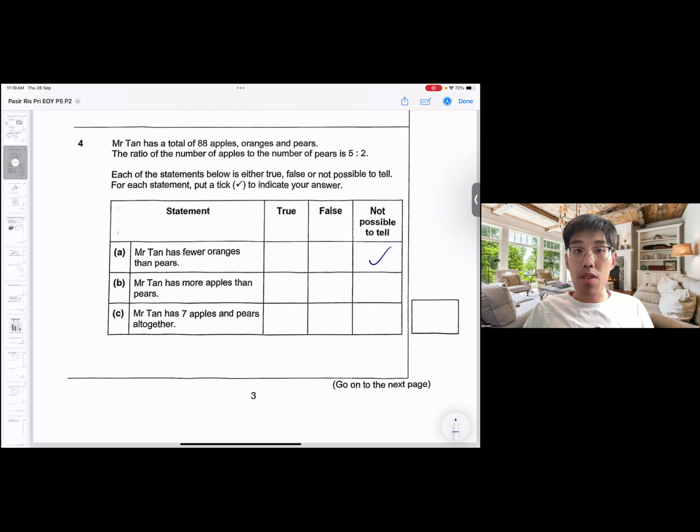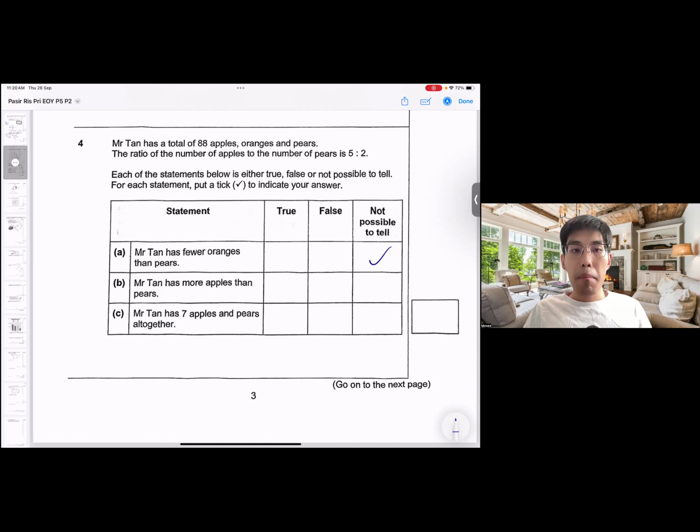Okay, this is a reasoning question, so listen carefully to my reasoning. They never mention anything about oranges. They only say that apples and pears are in the ratio 5 to 2, but knowing that doesn't tell me the number of units for oranges. The total number of apples and pears can be 7, maybe just 5 apples and 2 pears. We don't know. Or it could be more, maybe their total is 84, because that's the biggest multiple of 7 units. There are 2 ways it can go, so it's not possible to tell.